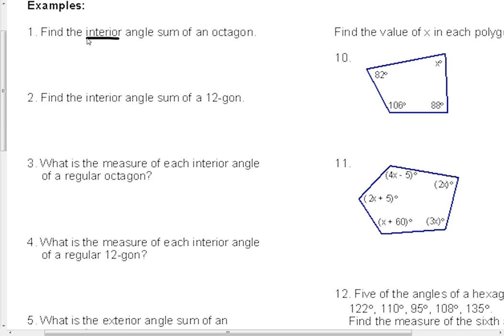Underline interior, double underline sum, circle octagon. Put the number that's associated with the name next to it. If you do these things, you're not going to have too much difficulty with this section.